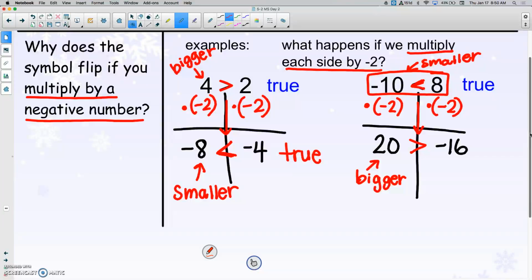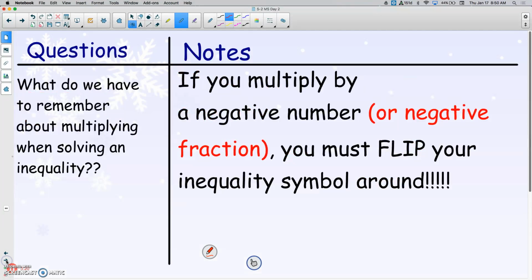So whether you're starting with a greater than symbol or a less than symbol, your symbol will flip if you are multiplying by a negative number. So now we know that if you're multiplying or dividing by a negative number, both of those things flip your symbol. So not adding, not subtracting, but multiplying or dividing by a negative number.